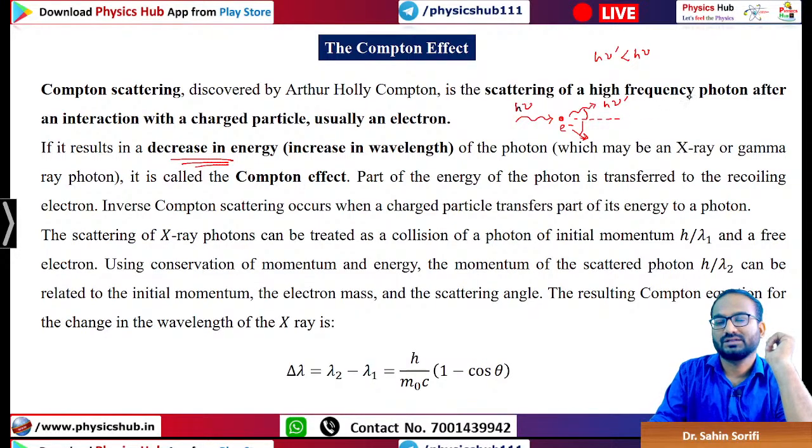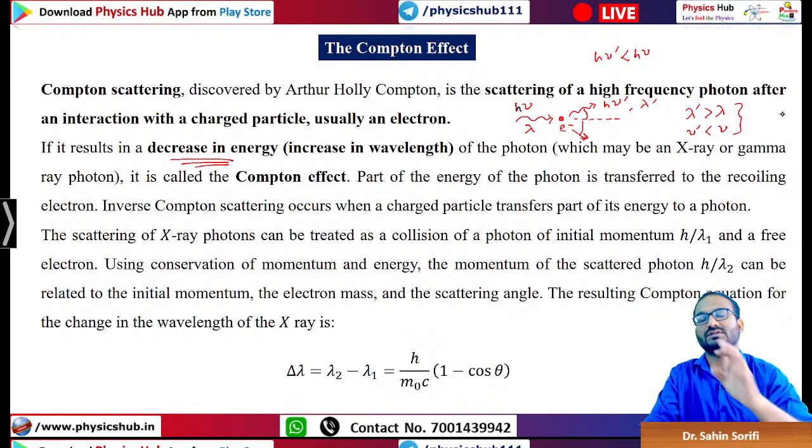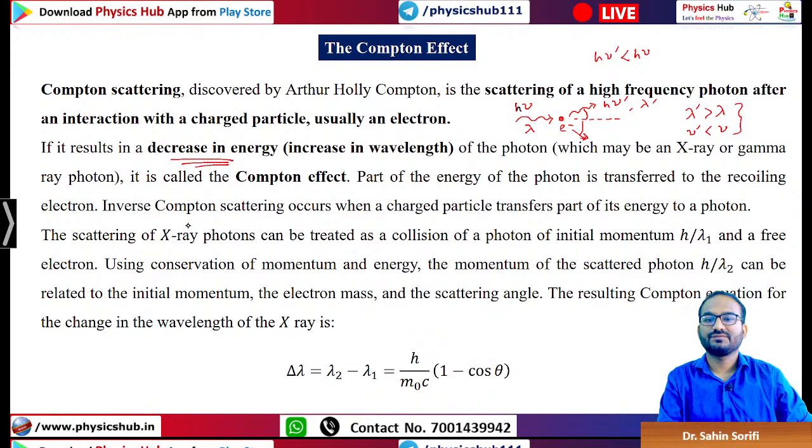Decrease in energy means what? Let's say the corresponding wavelength is lambda here and lambda prime there. Decrease in energy means increase in wavelength. They are reciprocal. So lambda prime will be more than lambda, but nu prime will be less than nu. This is a precisely simple thing. This effect is known as the Compton effect. Part of the energy of the photon is transferred to the recoiling electron. The electron which is scattered in this way is called the recoil electron. Inverse Compton scattering occurs when a charged particle transfers part of its energy to a photon.